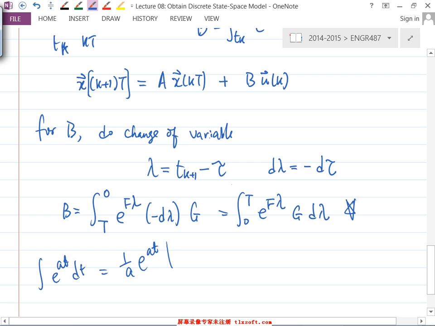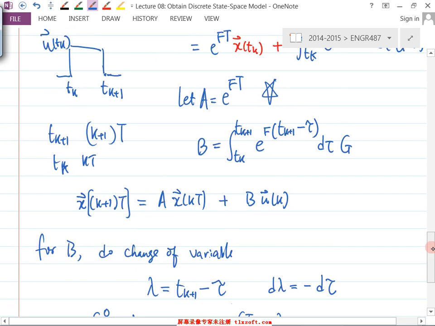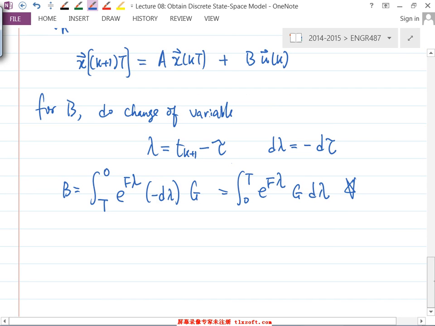But the thing is, as you're going to see later, f is a system matrix. F is a continuous time system matrix here. The f is not necessarily always a non-singular matrix. So if it's singular, then you can't take the inverse, right? So you'll keep this one as it is, and you will still be able to get an answer here.